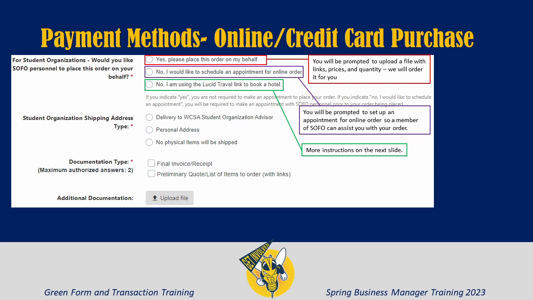For example, how would you like the order placed? Would you like SOFO to order it on your behalf, or would you like to set up a time to meet with someone to place the order in the SOFO office? If you select, yes, please place the order on my behalf, and do not provide the links and the quantities of the items you would like ordered, your form will be sent back to you for edits. Keep watching the chat of the green form submitted to see if SOFO needs more information from you.